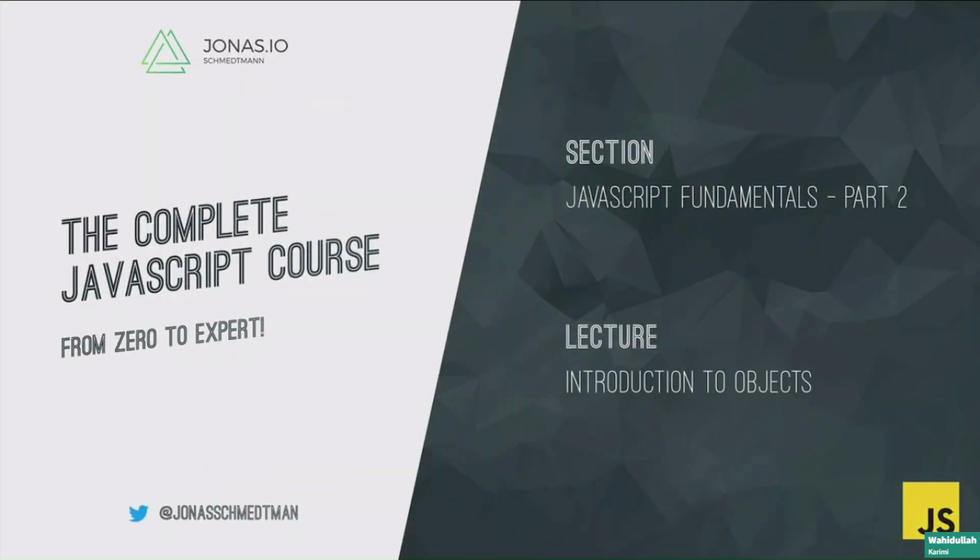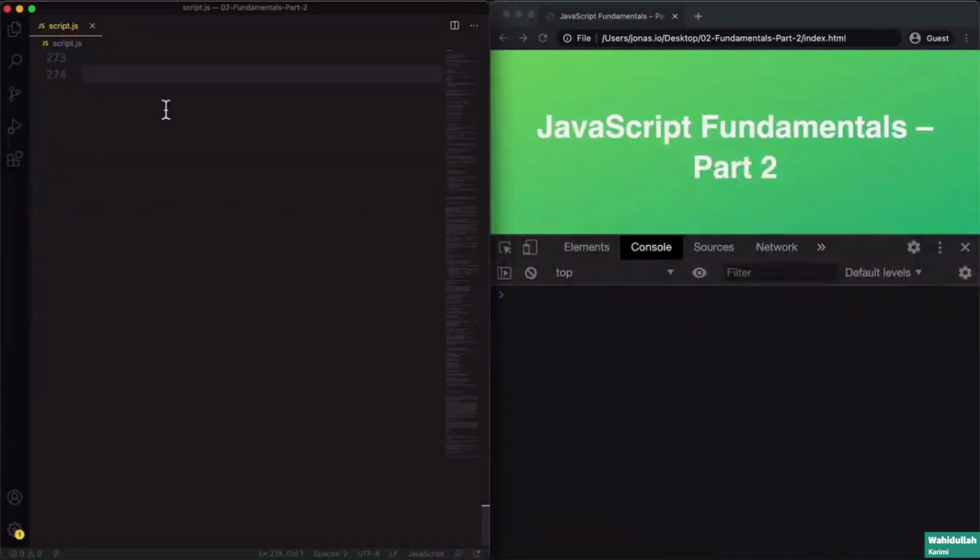So after arrays, it's now time to learn about another data structure in JavaScript, which is objects. So up until this point, we have been using arrays as a data structure to basically store multiple related values in the same variable. So let's just quickly recap that.